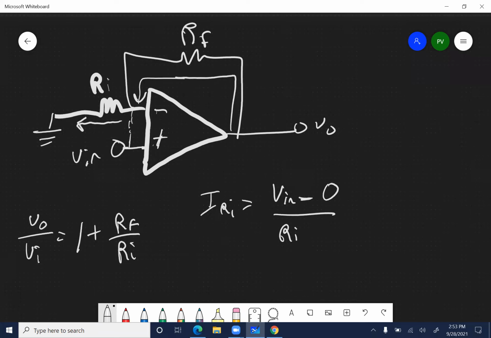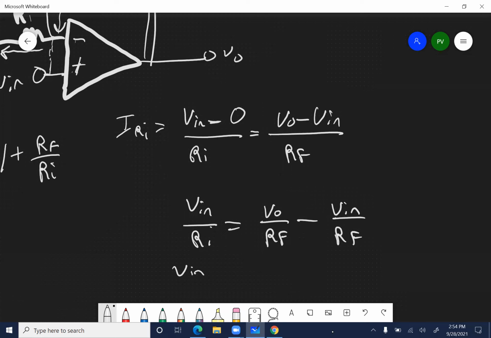Okay. So now I'm going to go ahead and simplify. So I have V in over R_i is equal to V out over R_F minus V in over R_F. I'm going to collect the V_in terms. V_in times (1 over R_i plus 1 over R_F) equals V out over R_F.